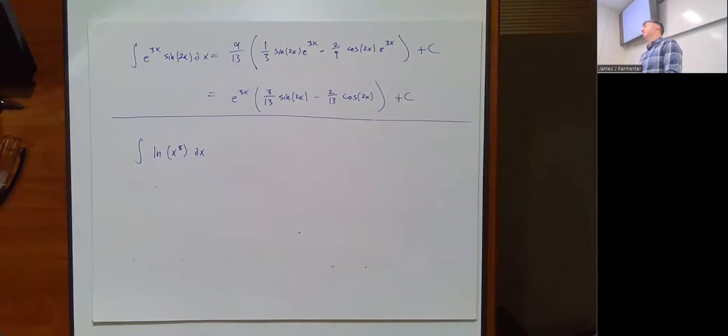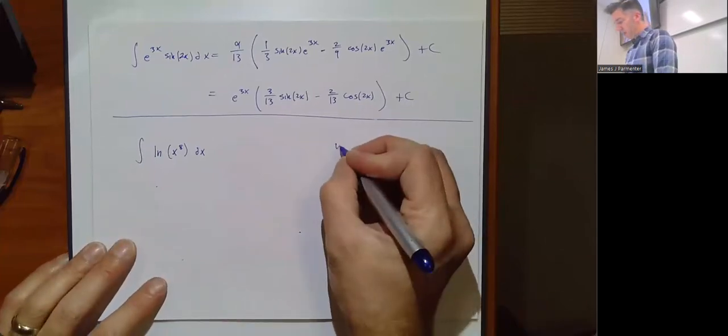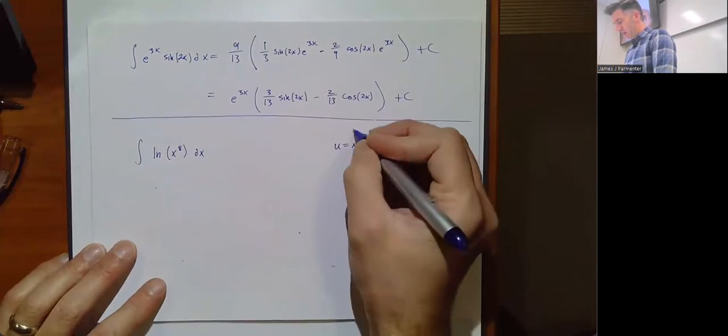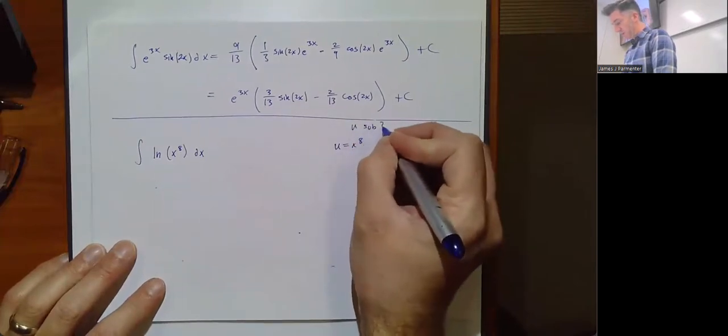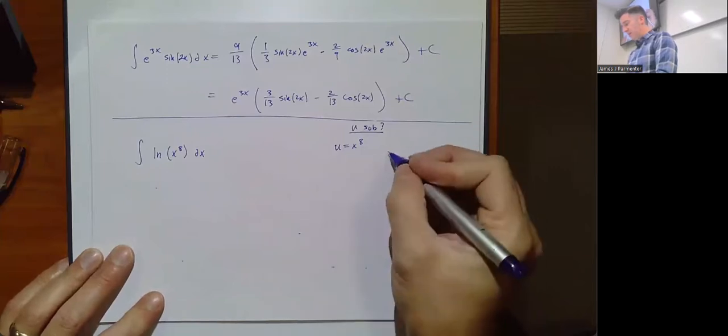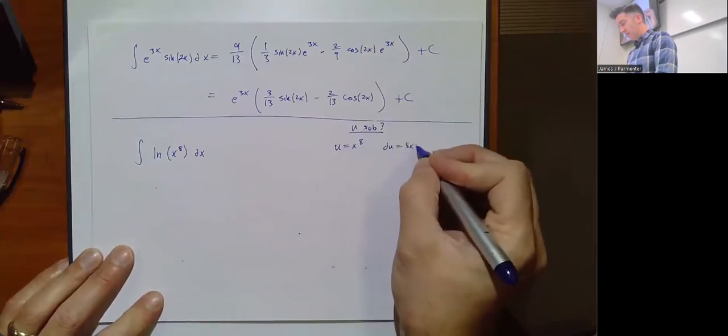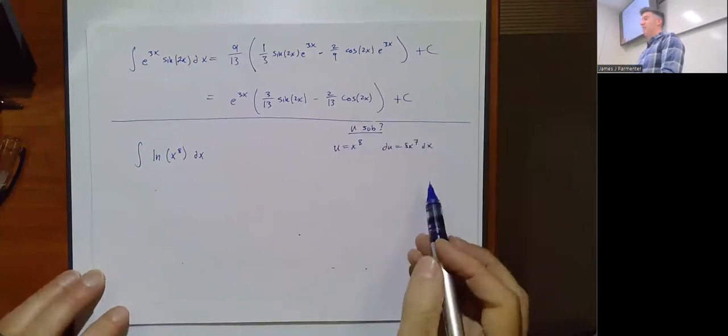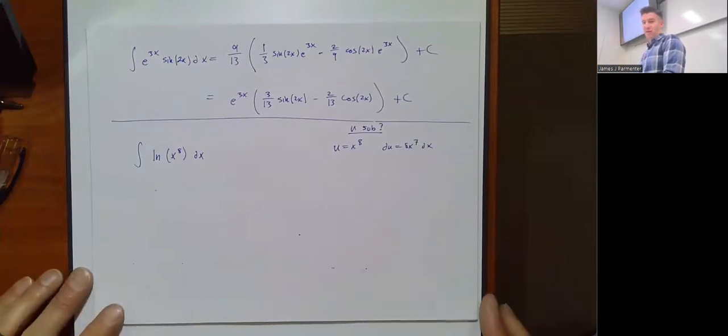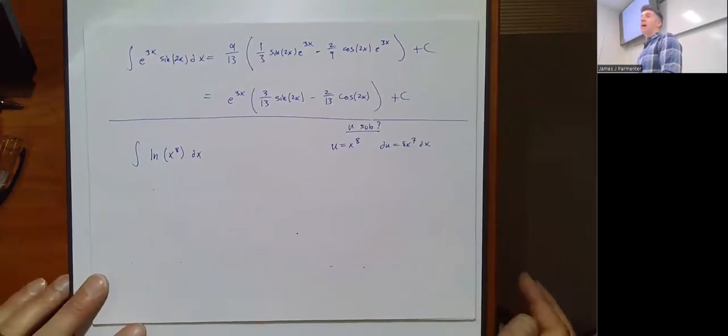I guess I could think about a u sub, but I don't think it's going to work. I could try letting u equal x to the 8th, but it seems not likely. Because if I let u equal x to the 8th, my du is 8x to the 7th dx, and that's not good. That seems not great at all. So probably not going to work, right?